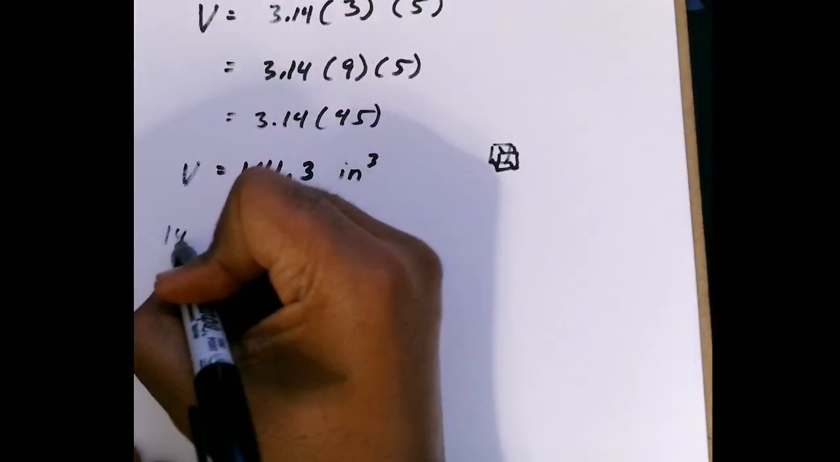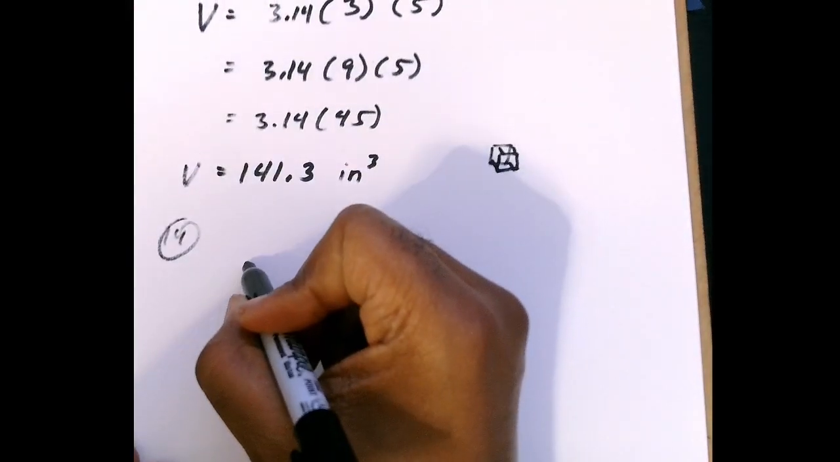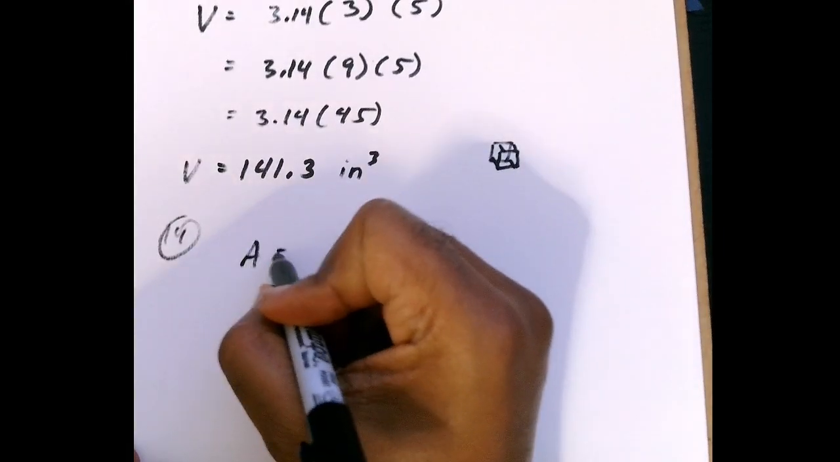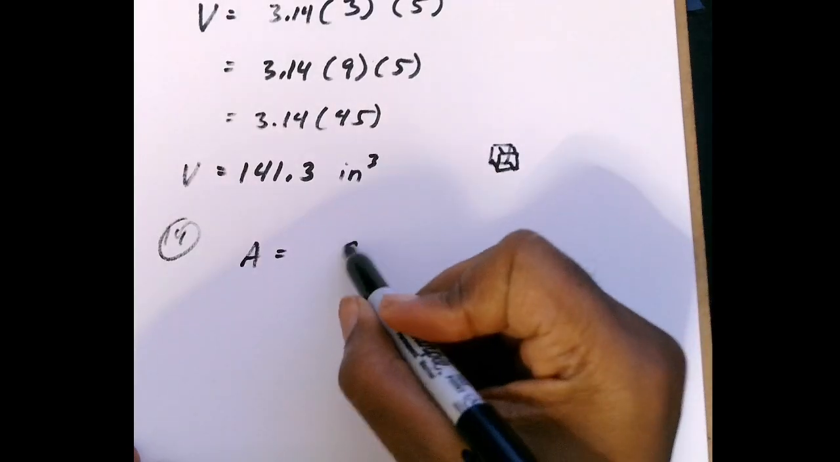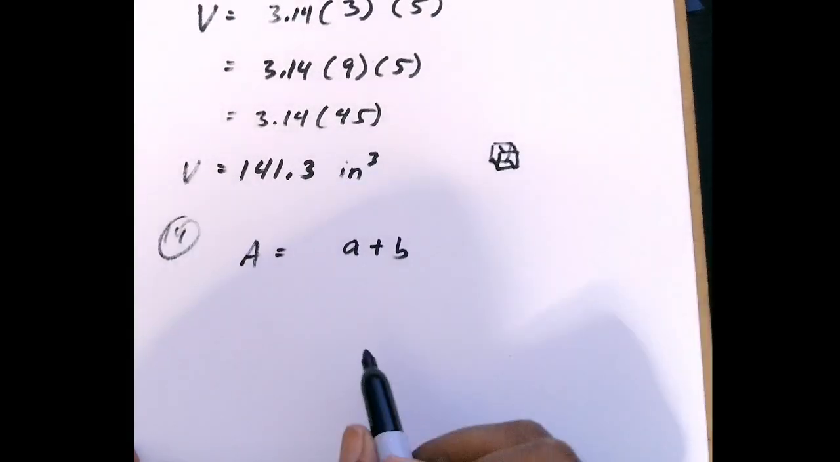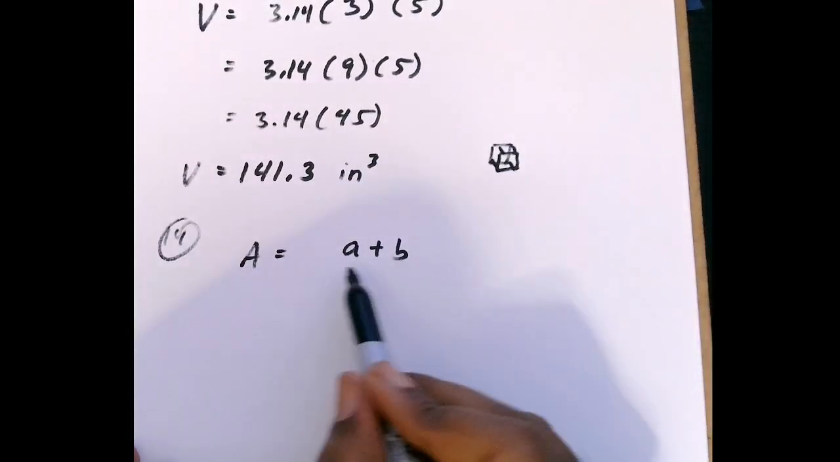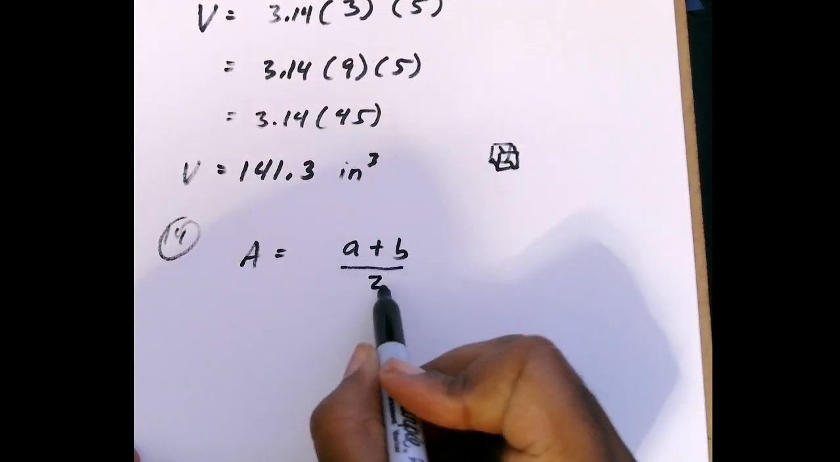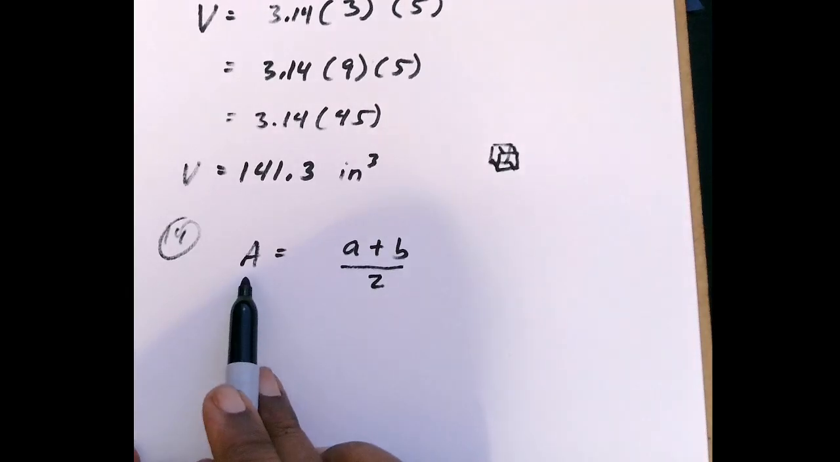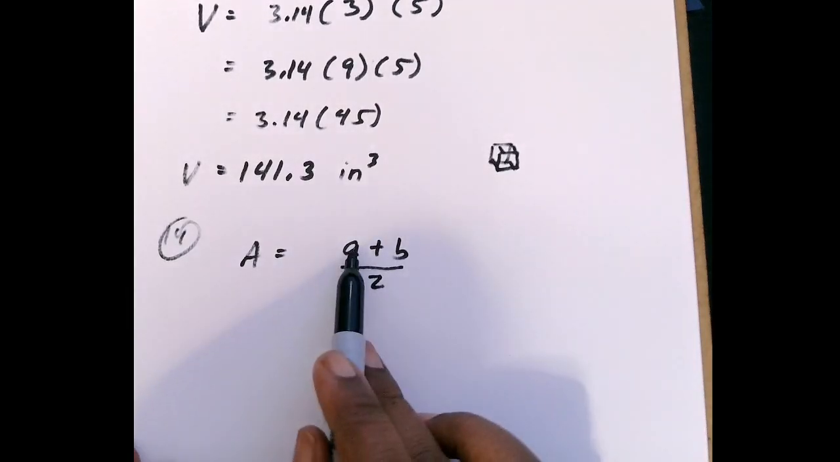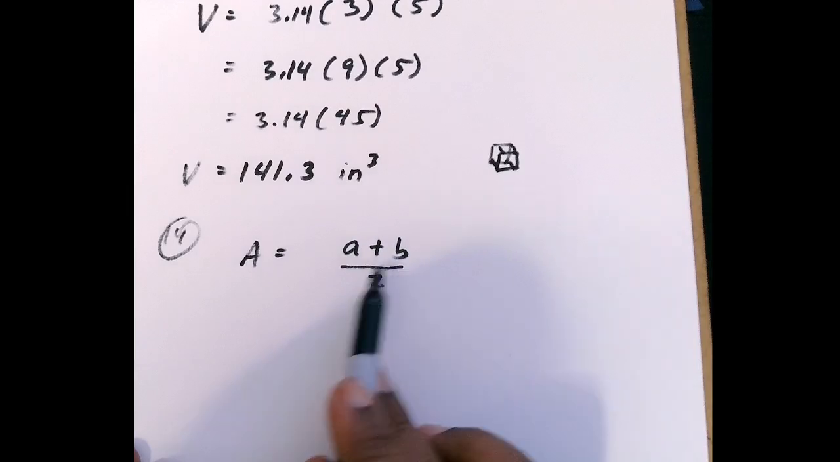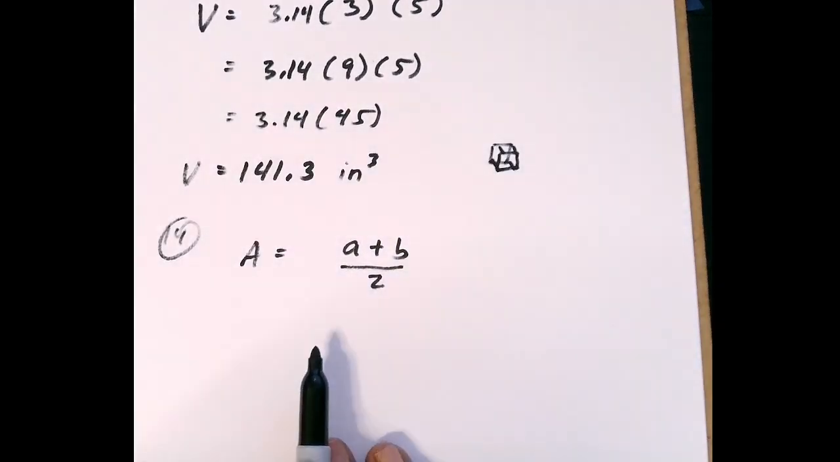So, number 14, the average, say A equals, to make an average out of A and B, you have to add them. After you add those two numbers, you have to divide them by 2. This process will give you an average. So the formula will be A equals little a plus little b, and then divided by 2. That'll be your formula.